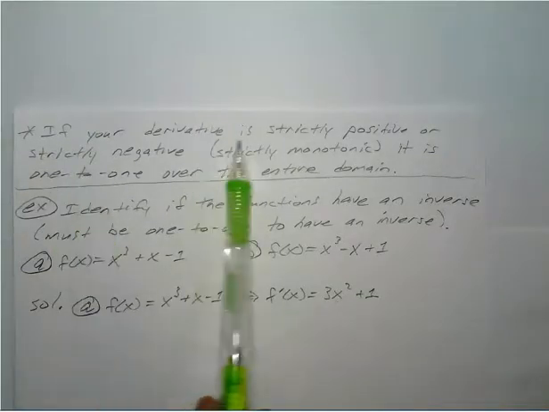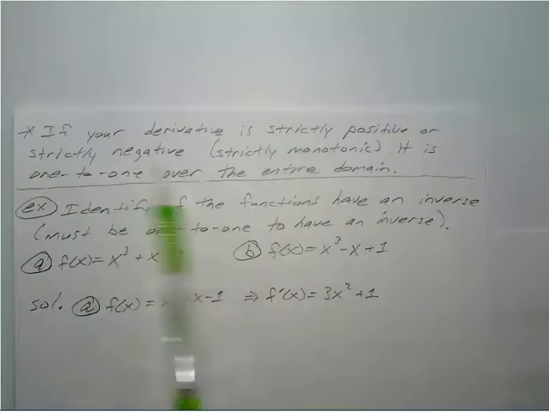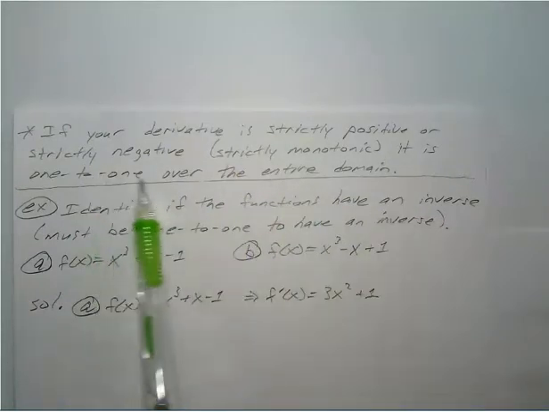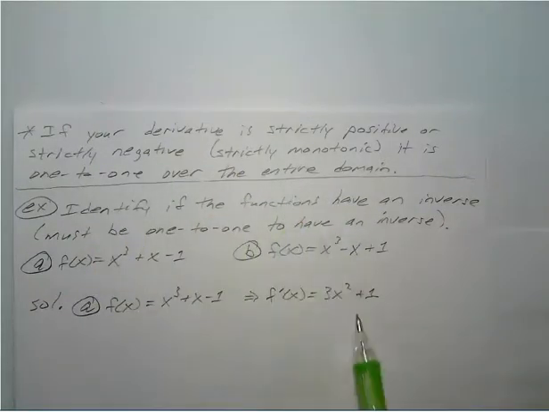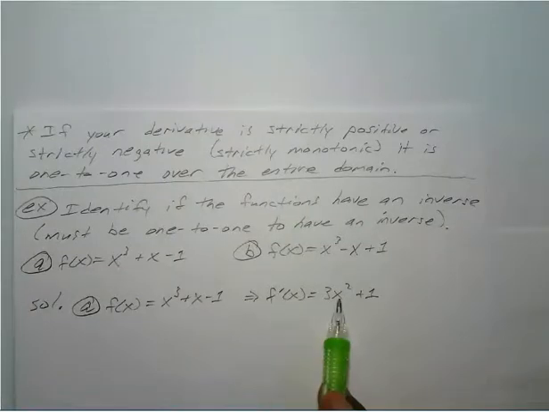If your derivative is strictly positive over the entire domain, then it's monotonic, so that means it has an inverse. Okay? So again, if you want to, go ahead and plug in various positive, negative, zero, doesn't matter. It'll always be positive. Okay?